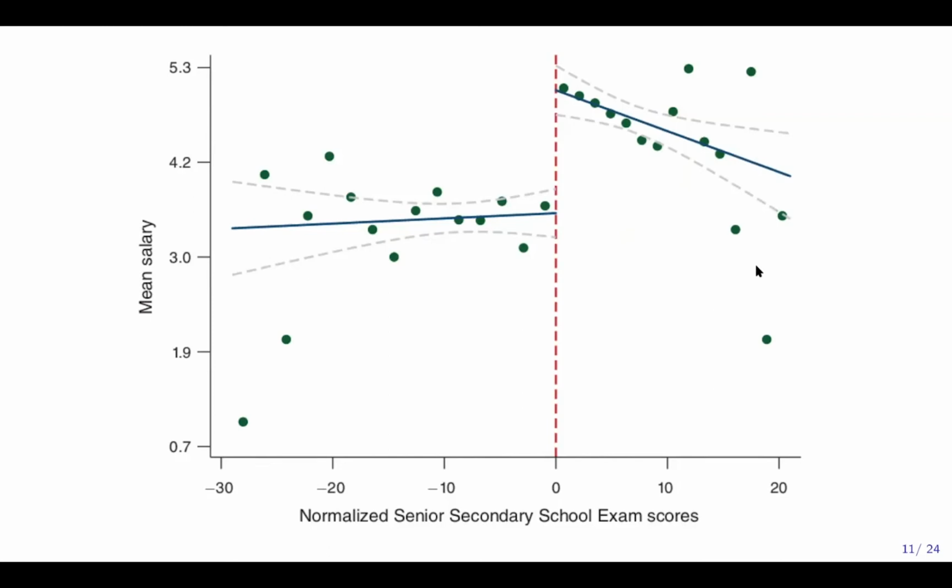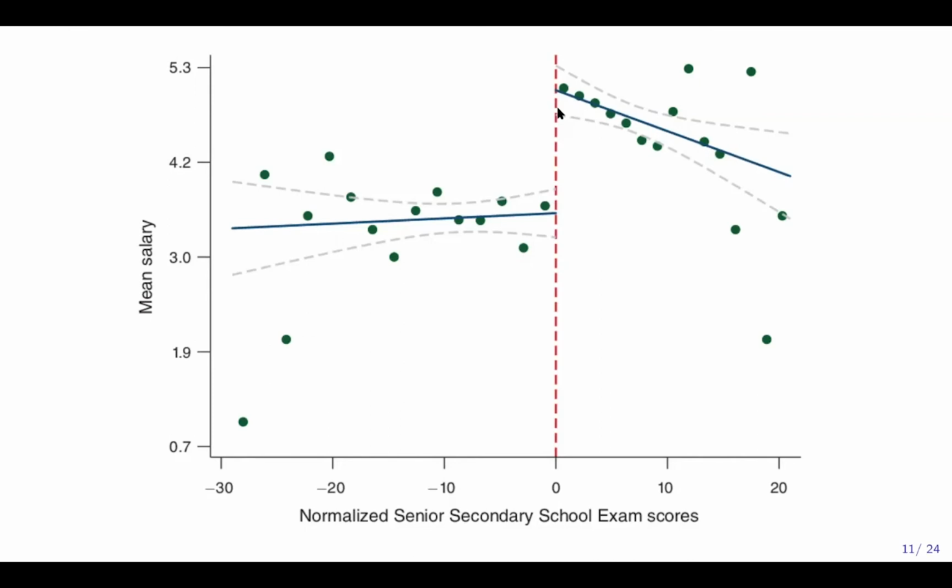Similarly, on the right-hand side of the threshold, we have some average values of salary for people whose scores fall into different bins, and we have a line that best explains the relationship between those two. Now, the lines themselves don't actually matter, but what does matter is the distance between them on either side of the threshold. So this distance right here.